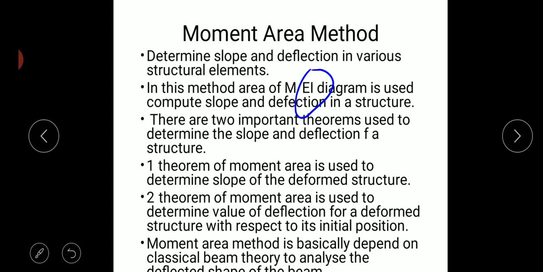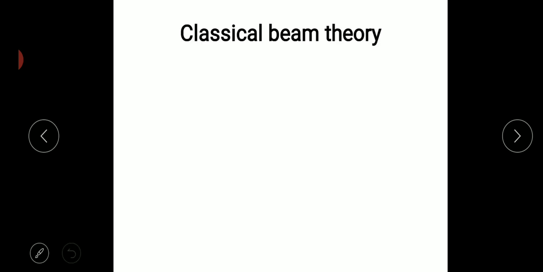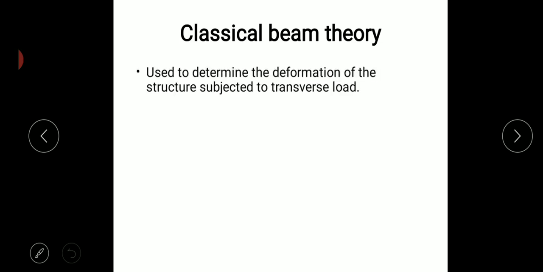of the beam. So what is this classical beam theory? Classical beam theory is the one which is used to determine the deformation of the structure when it is subjected to transverse load. So always this theory is used to determine the deformation or deflection of the structure only when the structure is subjected to the transverse load itself. Now, no other load can be considered.